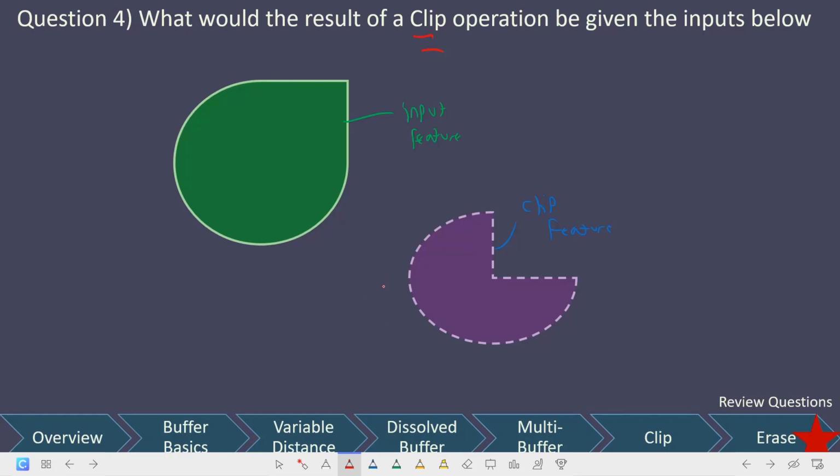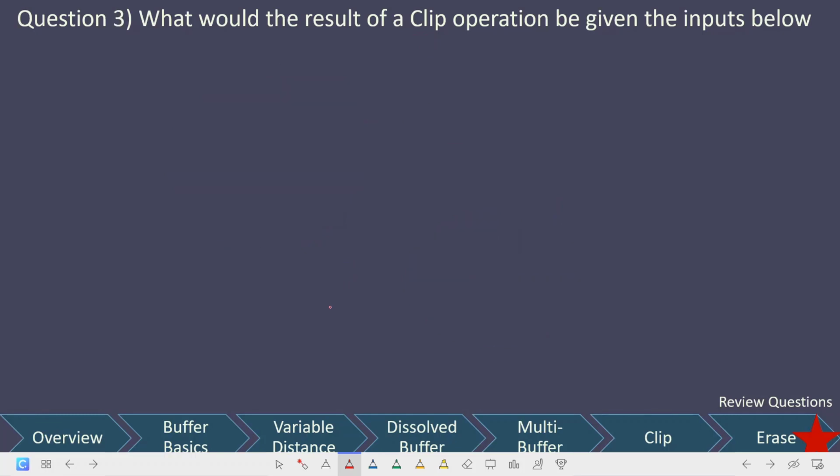Okay, so hopefully this is going to make logical sense. But we have to remember that what happens to clip is that we only keep the parts of the input that overlap the clip feature. So in this instance, none of the geometry overlaps the clip feature. So we actually get rid of it all. Meaning the end result of this is actually nothing. There's nothing here because we had nothing overlapped.